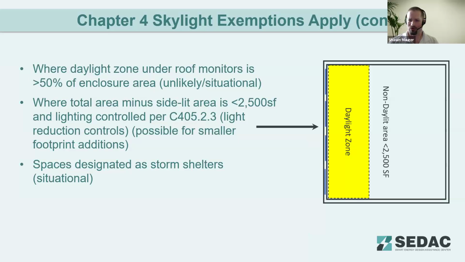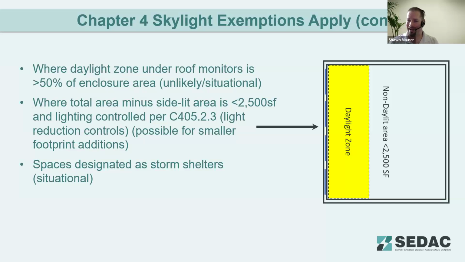Again, for Chapter 4, where there's a daylight zone under the roof monitors, if that's greater than 50% of the enclosed area of the addition, this is somewhat unlikely, maybe situational. Then again, skylights could be exempted because you're getting your daylighting through a roof monitor through a large area, and you're getting your energy trade-off from the daylight controls.